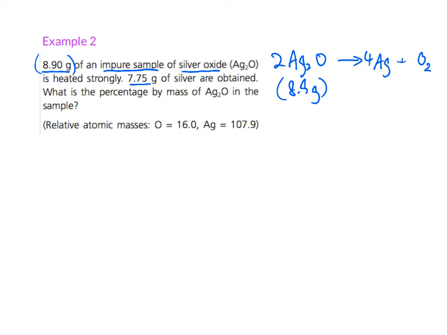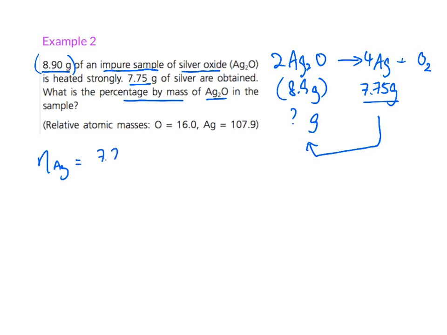From the question, we have 7.75 gram of silver obtained. So this one is the correct one due to the experiments. We're going to find out the percentage by mass of silver oxide in the sample. So we're going to find the real mass of it, and then find out the percentage by mass. By doing this, we can find out the number of moles of silver first. So we have 7.75 over 107.9, and then you got 0.0718 mole.